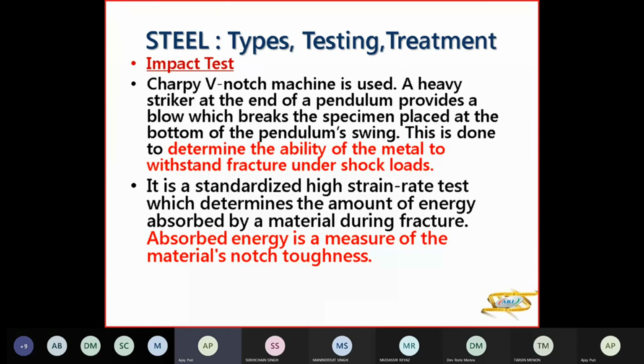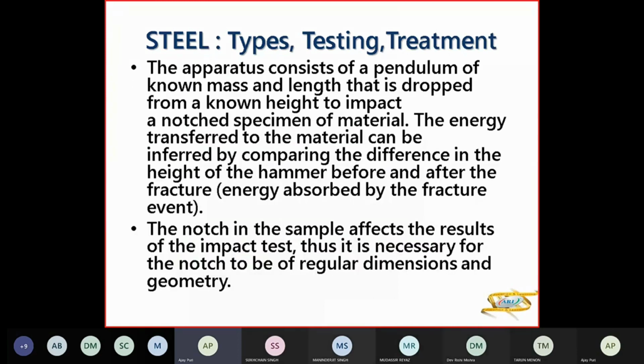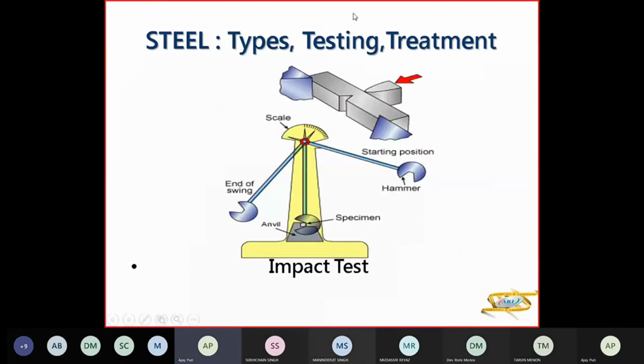Now the fourth test is your impact test, or the Charpy V-notch test. This is the diagram we have to make. So here this is the pendulum, the hammer here, and potential energy of this pendulum is converted to kinetic energy, and then it strikes here. So potential energy is mgh. So the more the height, the more potential energy is there, and that is converted to kinetic energy, half mv square. So once it is released, this will gather that velocity.